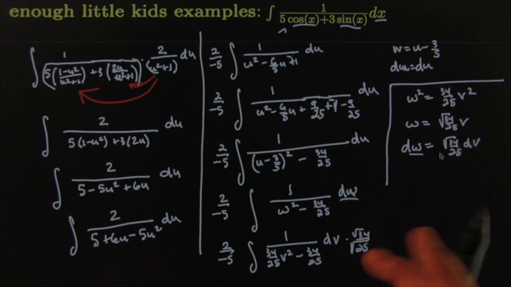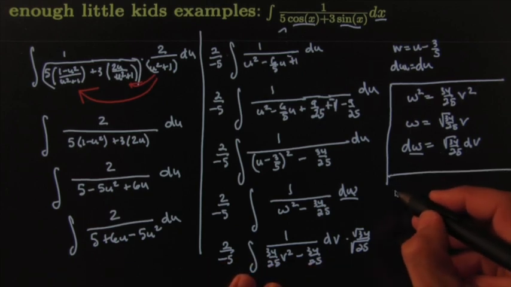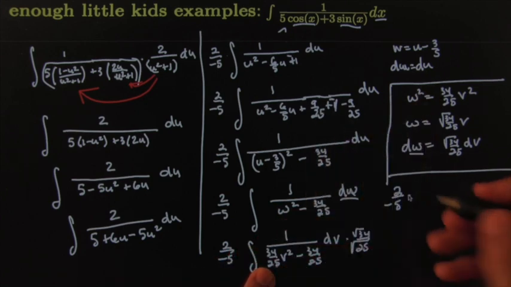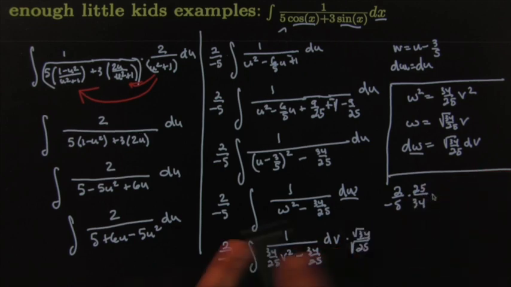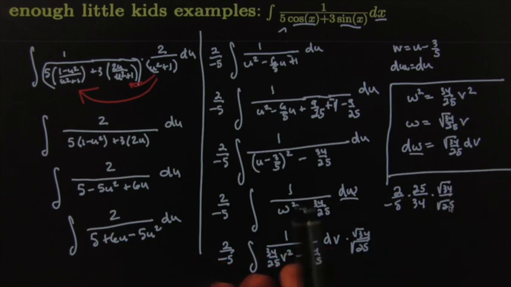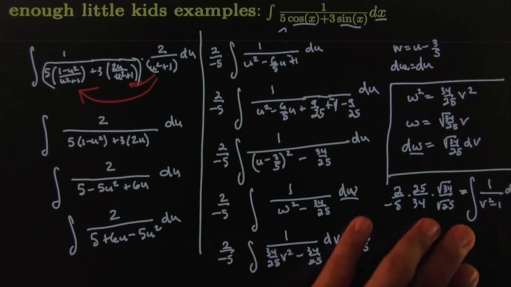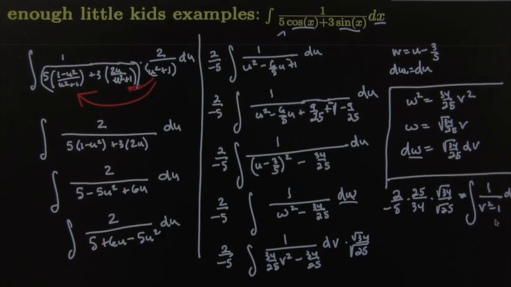I substituted dw. And this is nice because this can come outside and you can clean it up really nicely. So that gives you something like 2 over negative 5. I'm taking this guy outside. I could flip it because it's on the denominator. So it'll be 25 on the top, 34 on the bottom. I can also take this outside. It would be the square root of 34 over the square root of 25. And inside I'm left with the integral of 1 over v squared minus 1 dv, which is something nice. Something very doable.